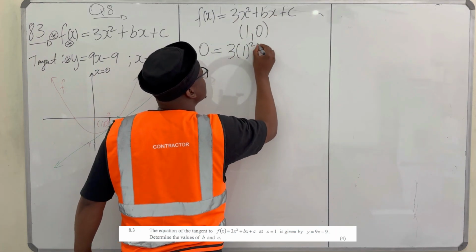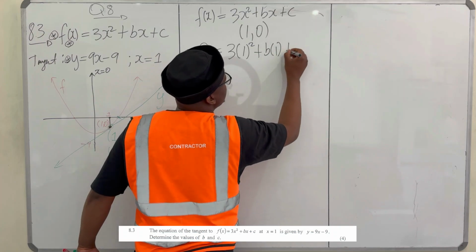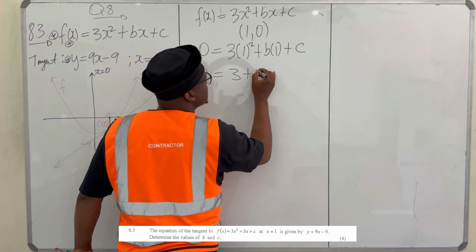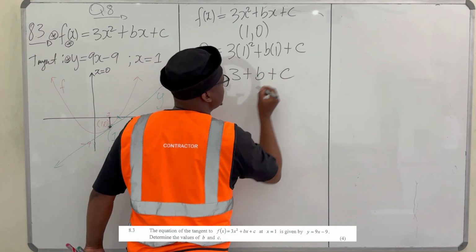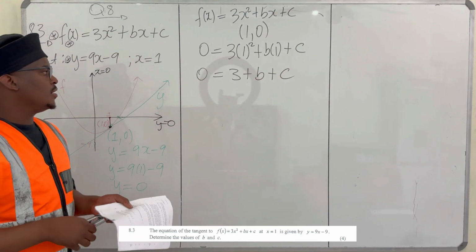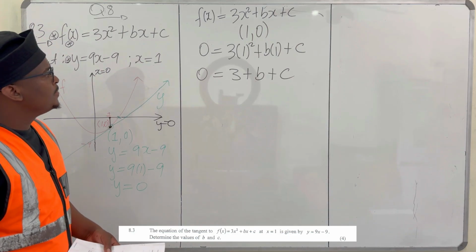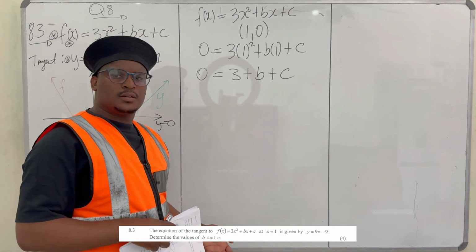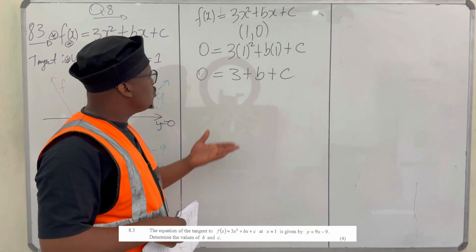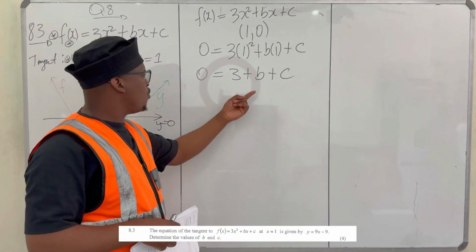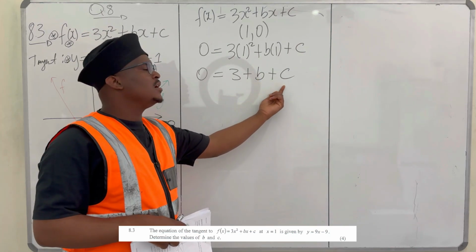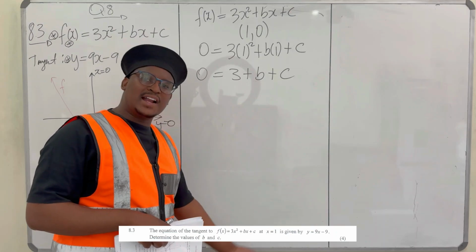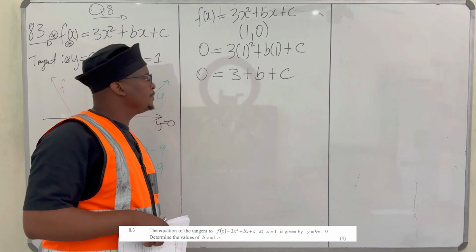3 into 1 squared plus b into 1 plus c. So 0 is equal to 3 plus b plus c. That is where we are. Now this is a problem, because we want the values of a, b and c, but now we have two variables, so we cannot solve for b and c with one equation. Let's see if we can find another equation. That's what we need to do.